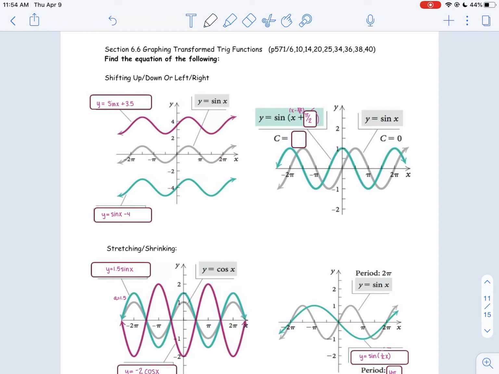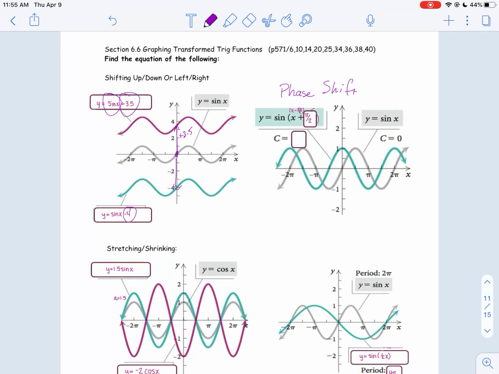So really, as we're looking here at shifting a sine curve up and down, you can see that from here to here, it just shifts up 3.5. So we take our sine function and add 3.5 to it. This one shifts down 4, so we just take our sine function and subtract 4.